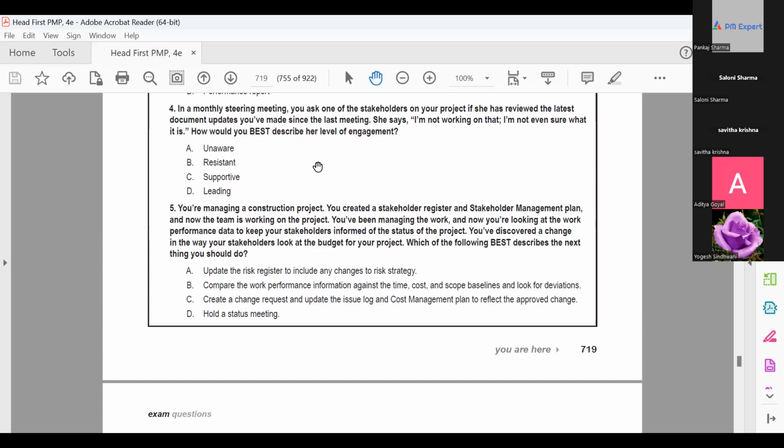Unaware. Resistance के लिए क्या होगा पंकज? The last term, you remove this. Remove this: I am not even sure what it is. Right? I am not working on it. That's it. This is resistant, right? I won't do it. But right now she's unaware, right?